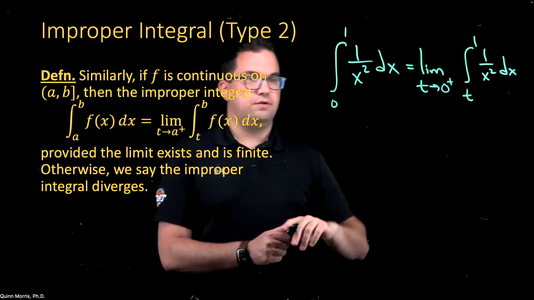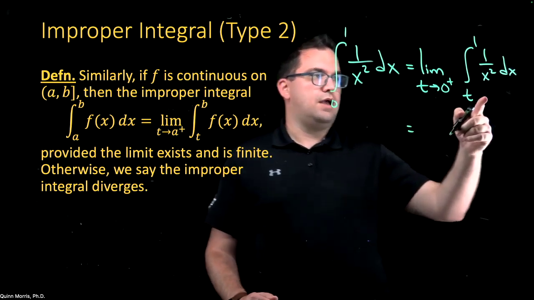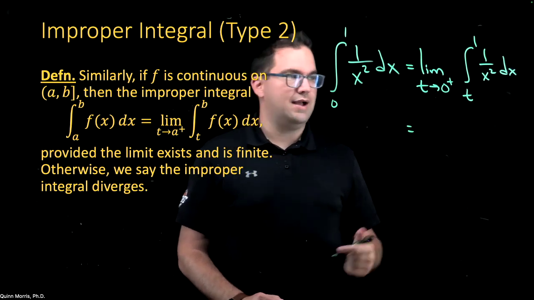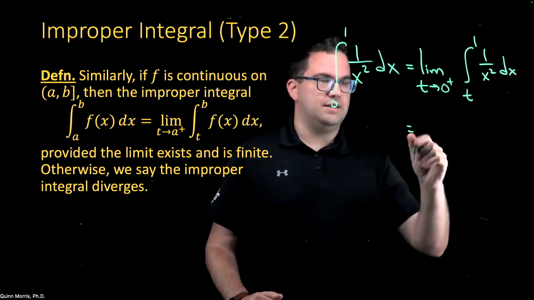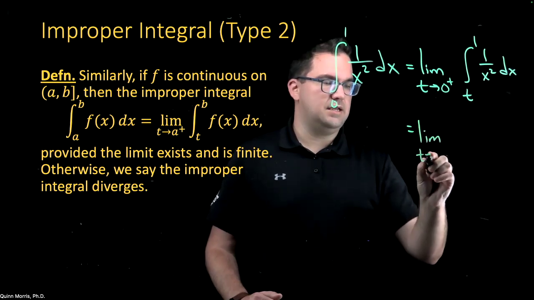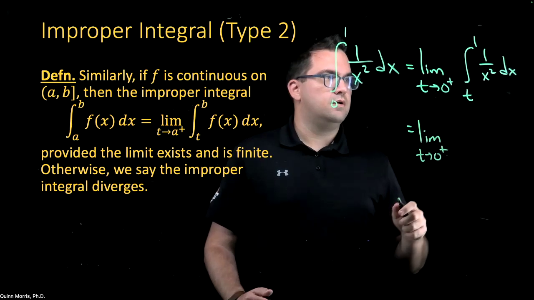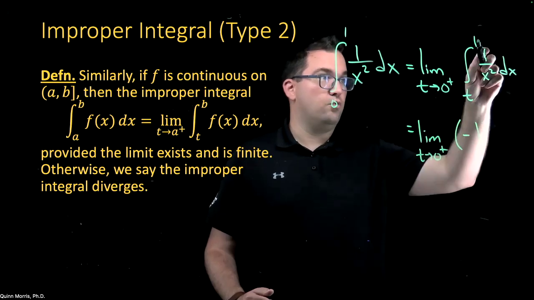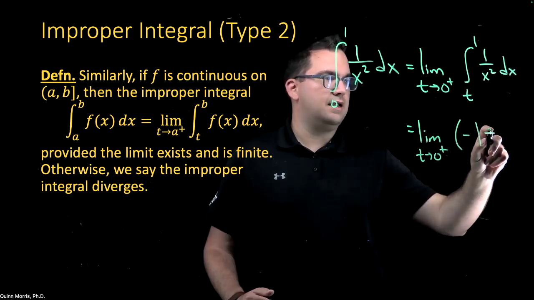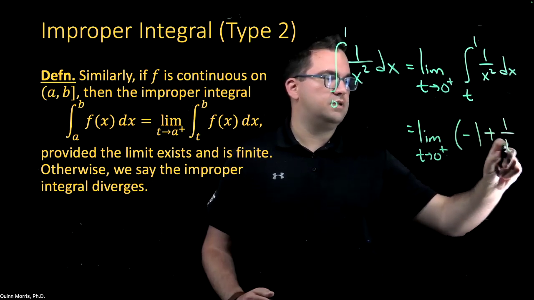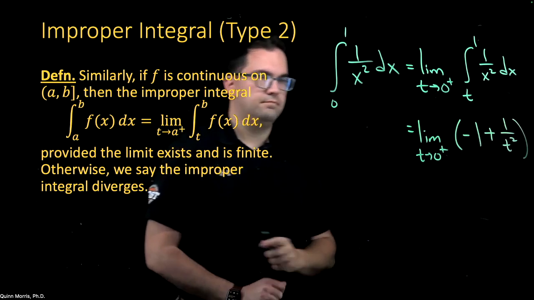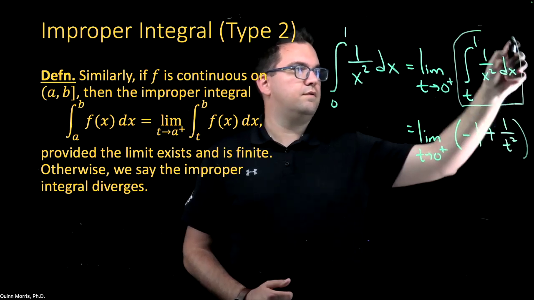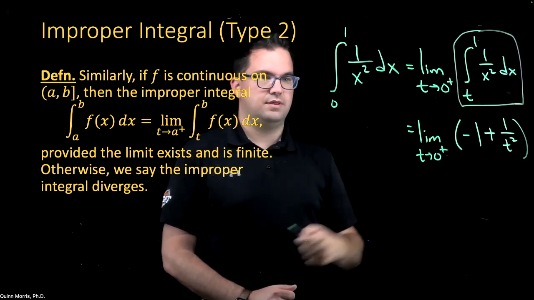All right. Well, now once we rewrite this, now we can compute this. We've already looked at this. The antiderivative is minus 1 over x, and then we evaluate that at 1 and t. This will be the limit as t approaches 0 from above of minus 1 over 1 minus negative 1 over t. So if I've skipped some steps here, I've just computed this definite integral and plugged that value in there.